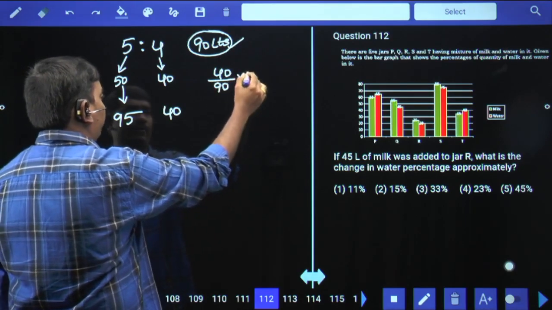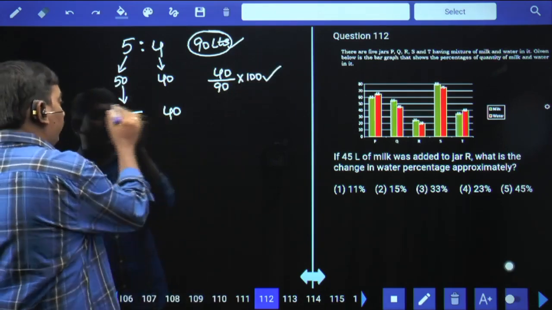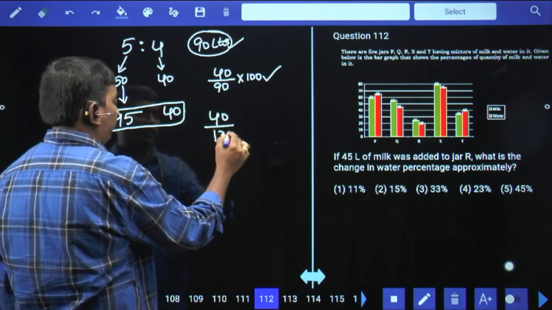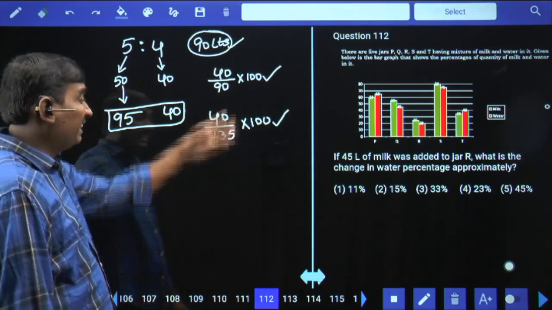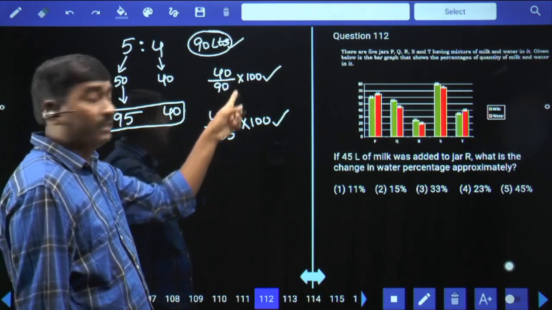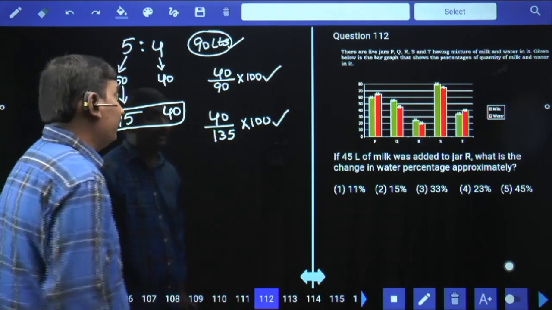40 by 90 into 100. This is the percentage of water initially. Out of 135, water is 40 only. So 40 by 135 into 100. This is the percentage of water finally. Percentage change in water we need to calculate, from the initial water percentage to the final water percentage.